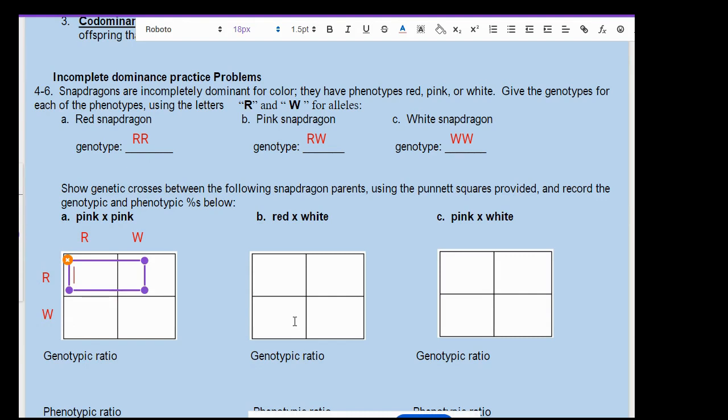This one right here is going to be RR. This one's going to be RW, pink. This one's going to be RW as well. And this one's going to be W from the top, W from the left.